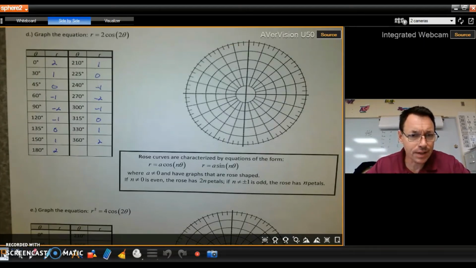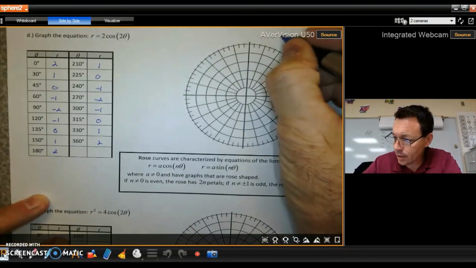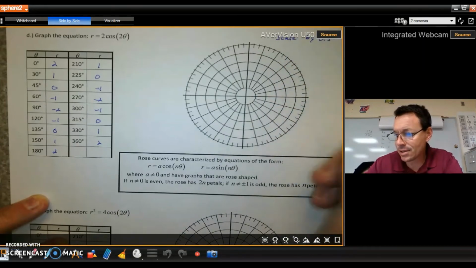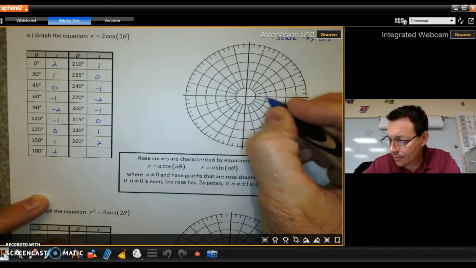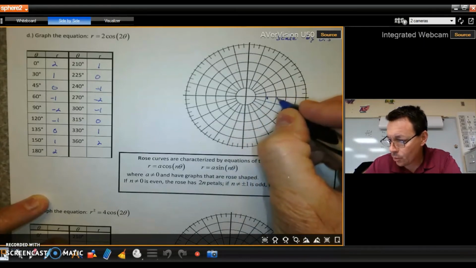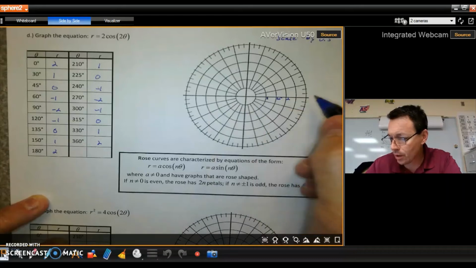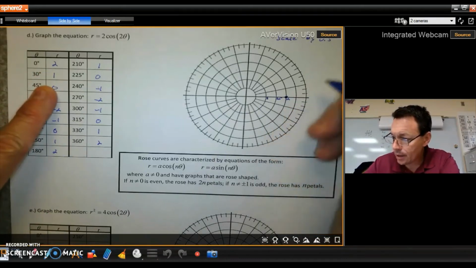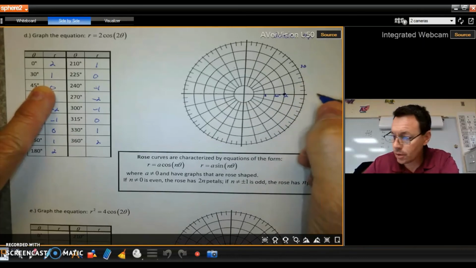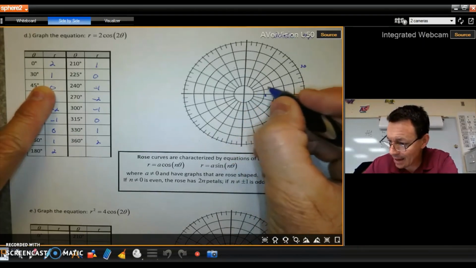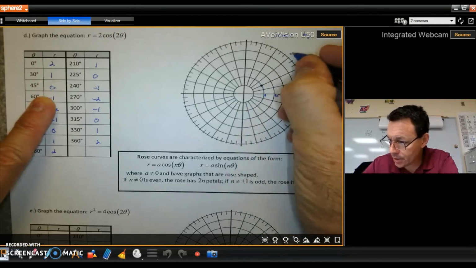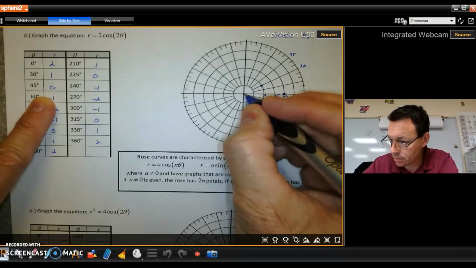Now again, the biggest value I have is a 2. So I'm going to scale this. I'm going to blow it up so we can see it a little bit better. Usually I just scale by a half. So that's now a half. This is now 1. That'd be 1.5, and this would be 2. So that's where our graph's going to go out to. So 0, 2, that's going to be my starting point. And then here's 30. So again, that's a half. That's 1. And then at 45, which is here, I should be at 0.